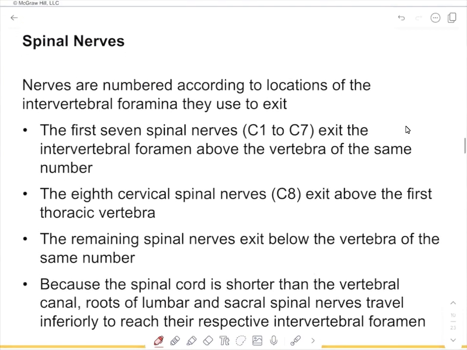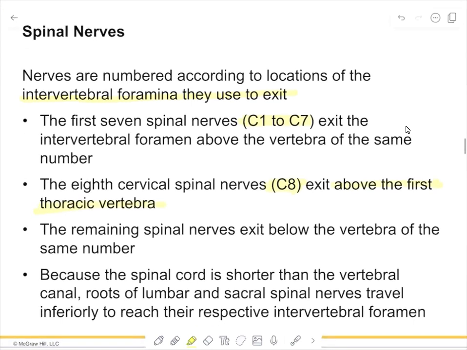The spinal nerves are going to be numbered according to the locations of the intervertebral foramina that they use to exit. So the first 7 spinal nerves are going to exit the intervertebral foramen above the vertebrae of the same number, but the 8th cervical nerve is going to exit above the first thoracic vertebra. So again, that's the one exception. The remaining spinal nerves are going to exit below the vertebra of that same number.